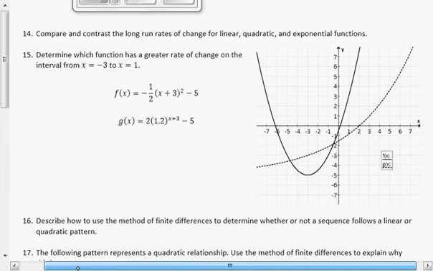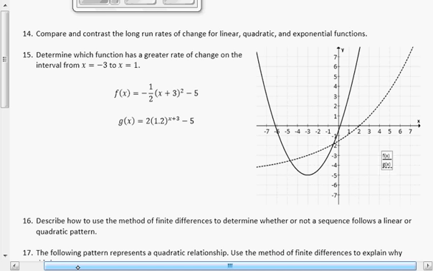Alright, to compare and contrast the long run rates of change for linear, quadratic, and exponential functions, we know that exponential functions are always going to end up beating linear and quadratic. Determine which function has a greater rate of change on the interval from x equals negative 3 to x equals 1. We need to find our point where x is negative 3 and where x is 1.